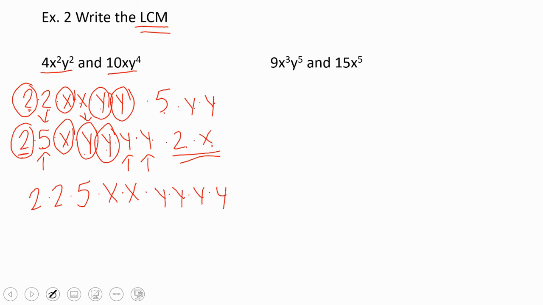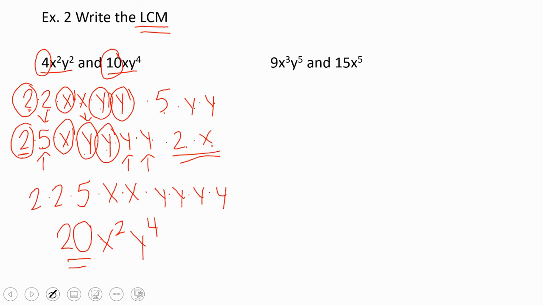All right, which is 20x squared y to the 4th. So when you're doing this, you're going to use the LCM of 4 and 10, which is 20. Right, so it's the smallest multiple they have in common. 4, 8, 12, 16, 20, 10, 20.